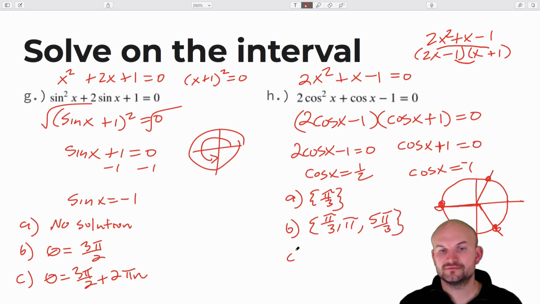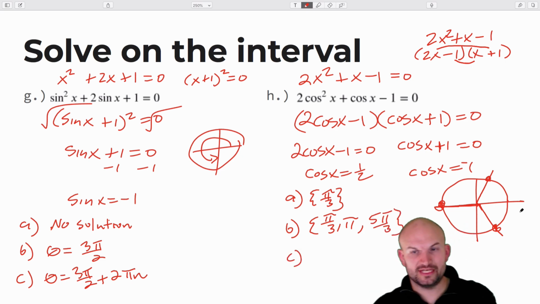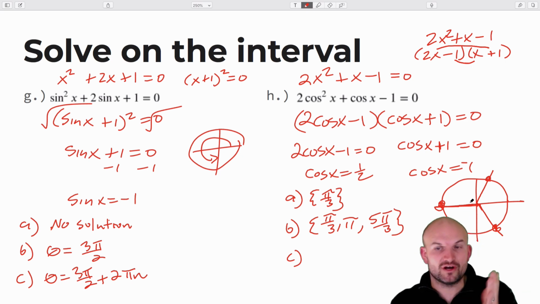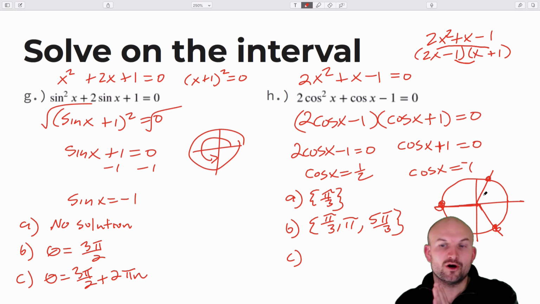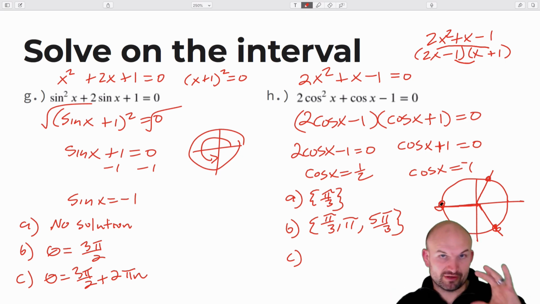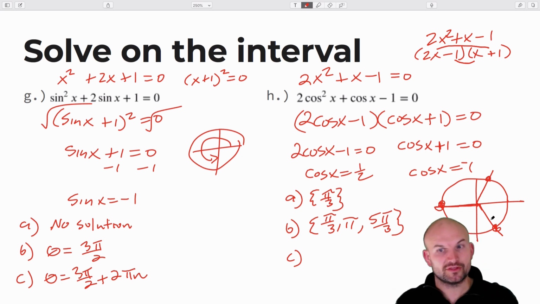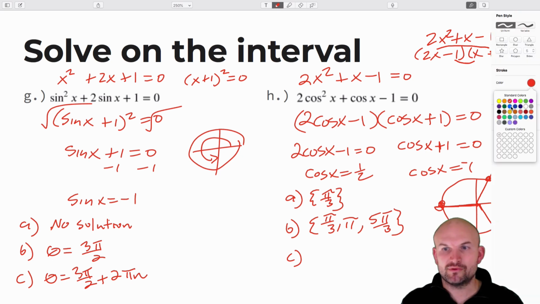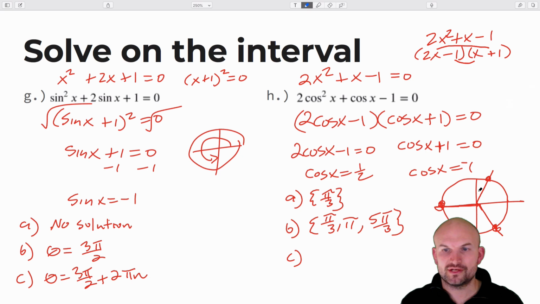Now the next one, you can see that these are actually equidistant from each other. From pi over 3 to pi, the distance is 2 pi over 3, right? Because how far is it from pi over 3 to 3 pi over 3, which is pi? Well, pi over 3 plus 2 pi over 3 is 3 pi over 3. And then from 3 pi over 3, which is pi, to 5 pi over 3, that's another 2 pi over 3. So you can see, going back to that problem that we worked on, these are equidistant of each other.